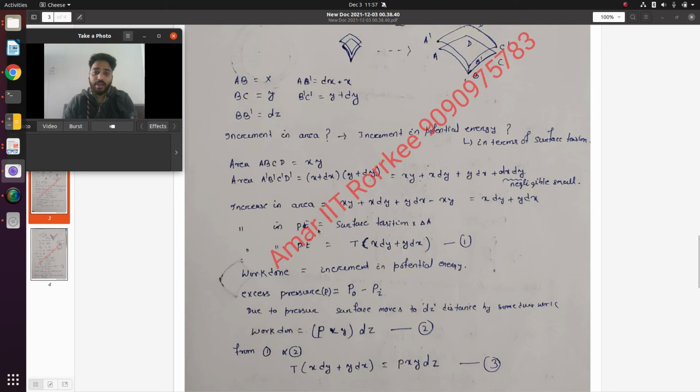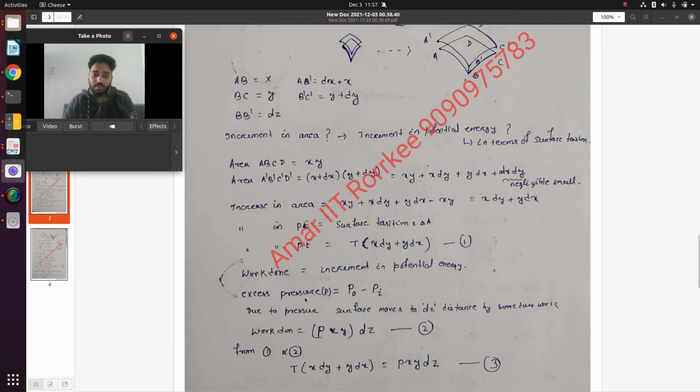Now for the increment in potential energy, we know that the expression for the increment of potential energy is surface tension into the increment in area. So the expression of potential energy is equal to surface tension into x dy plus y dx. This is our equation 1. Let's write the expression for the work done.